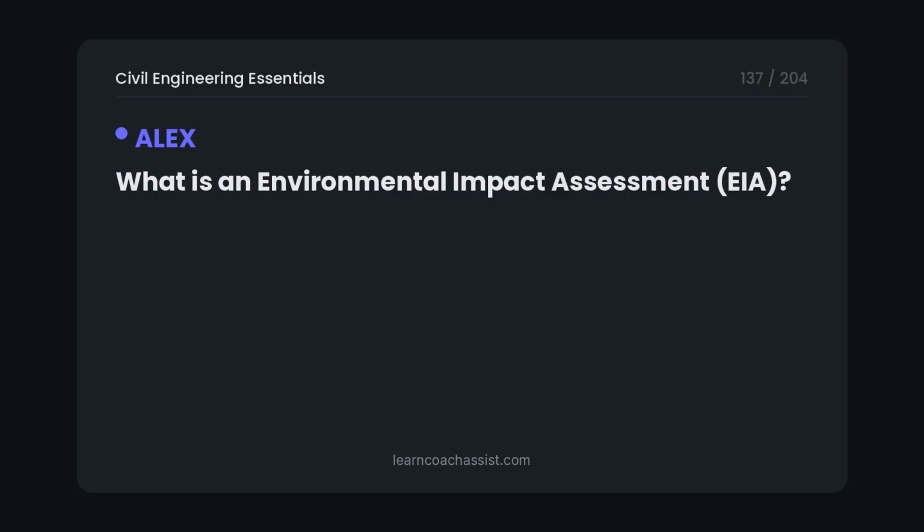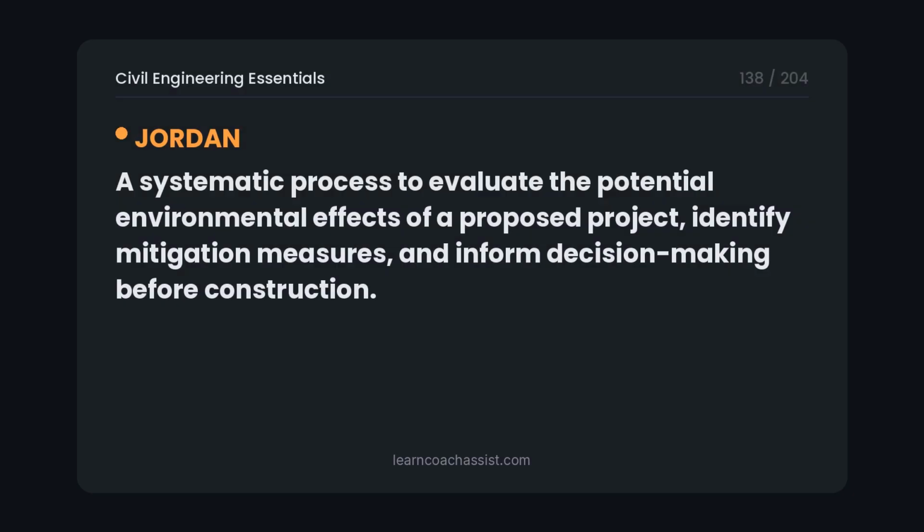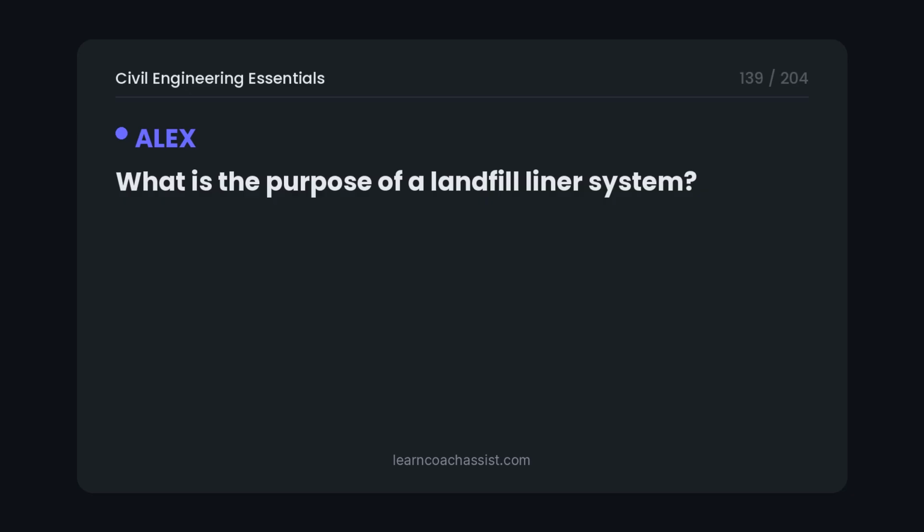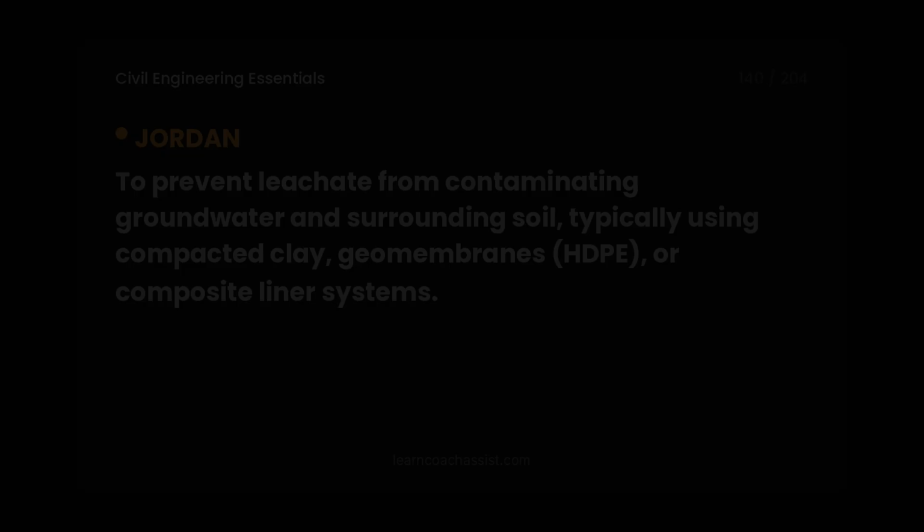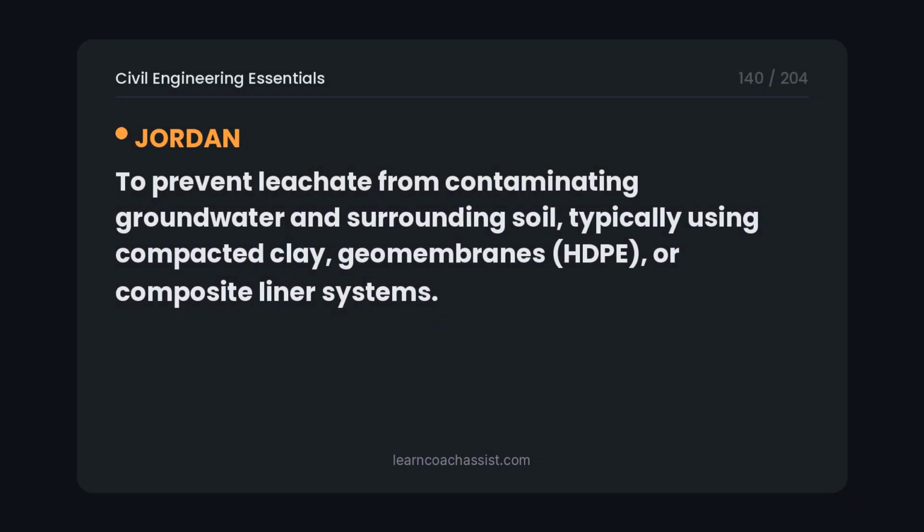What is an environmental impact assessment, EIA? A systematic process to evaluate the potential environmental effects of a proposed project, identify mitigation measures, and inform decision-making before construction. What is the purpose of a landfill liner system? To prevent leachate from contaminating groundwater and surrounding soil, typically using compacted clay, geomembranes, HDPE, or composite liner systems.